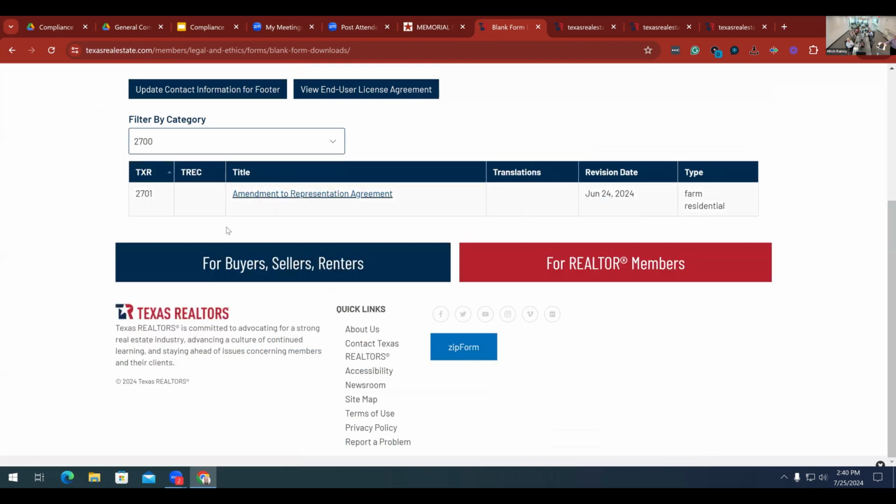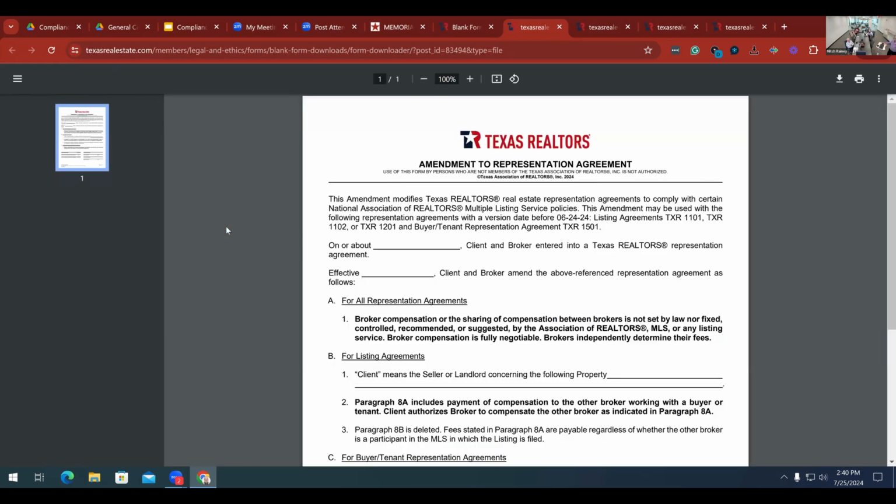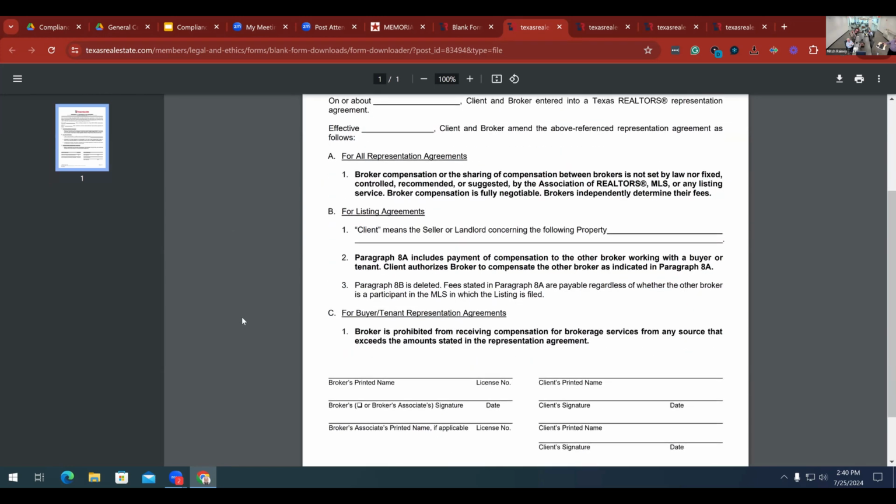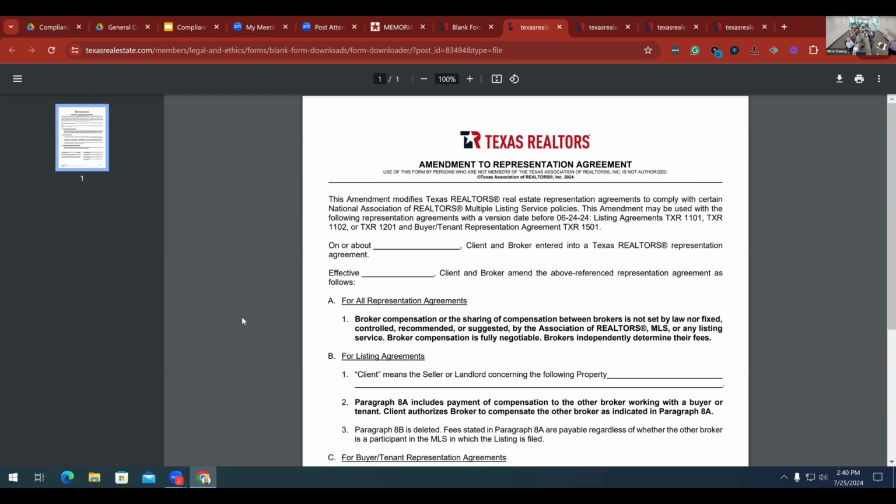Amendment to the representation agreement. This one here, I'm not sure when we were going to use it. Because it says amendment to the representation agreement, but we have two other forms that address an amendment to the representation agreement. So I need to follow up a little bit more on this one. This is a totally new form, but it lists the listing agreement and it lists the buyer's representation agreement.